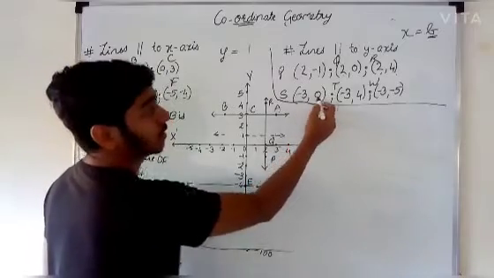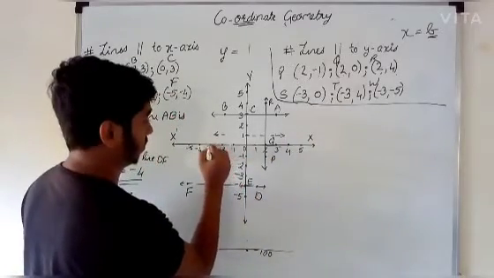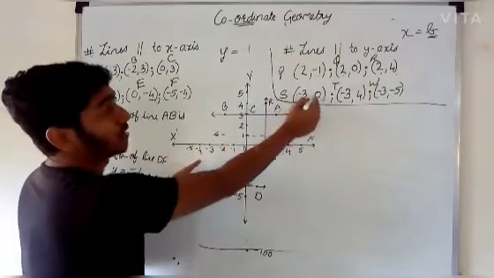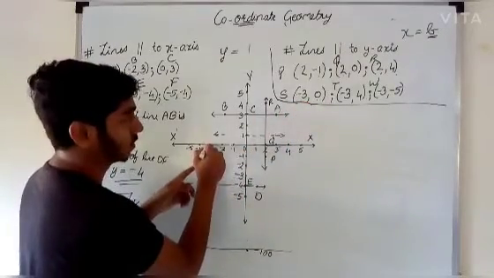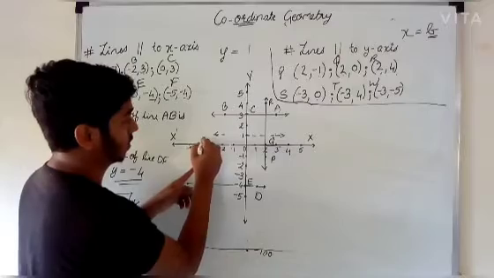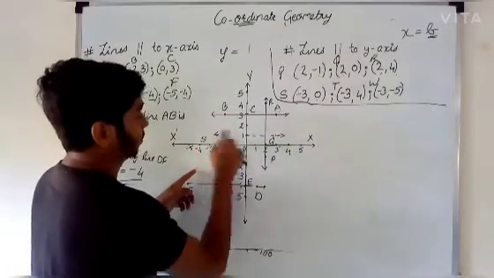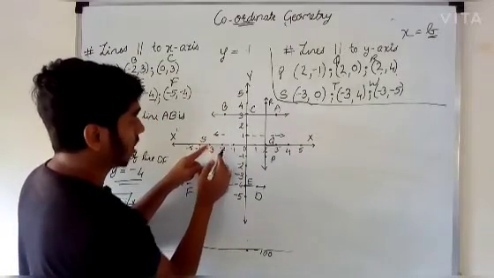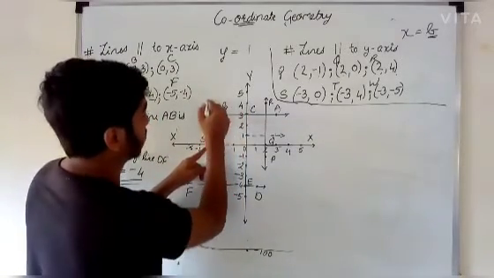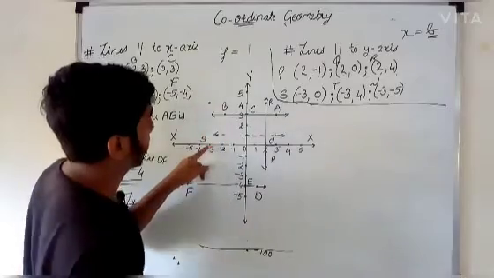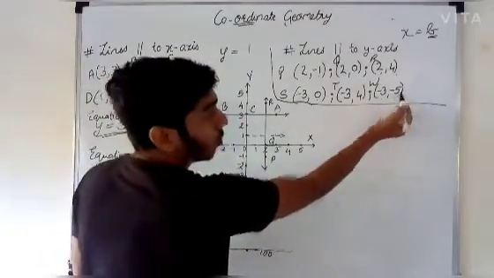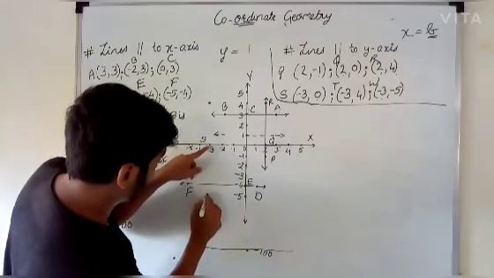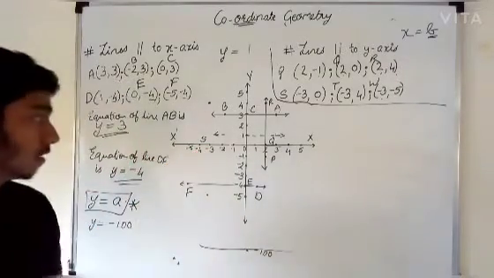It says -3, 0. So -3 is here, 0. So this will remain here itself because y is 0. So this is S. Then T is -3, 4. So -3 is here and 4 is here. Correct? And -3, -5. So -3 here and -5 at this point.